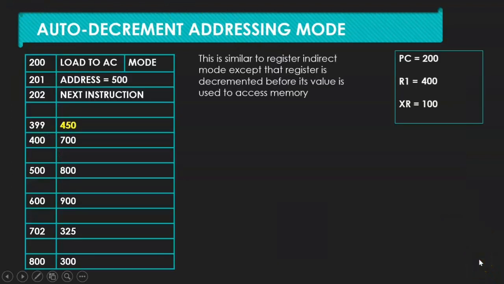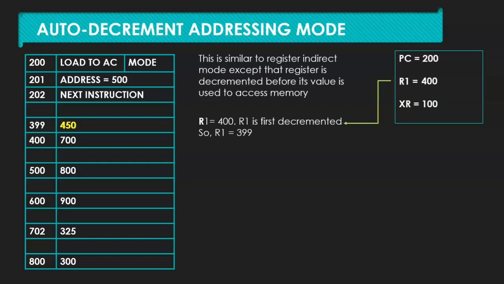The auto decrement addressing mode is similar to register indirect mode, except that the register is decremented before its value is used to access memory. In our example, the register R1 is equal to 400. So this value is first decremented to 399. 399 is our effective address. So the value 450 is loaded into AC.